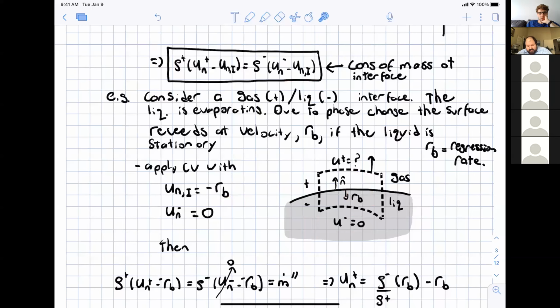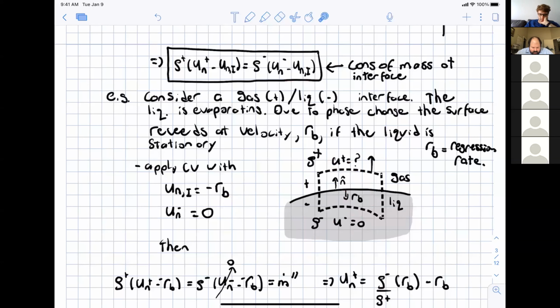Okay, and then in solving this problem, we are going to pretend that we know the density over here and the density over here. So we know rho minus and u minus, and we know rho plus, and what we want to find is u plus. Okay.